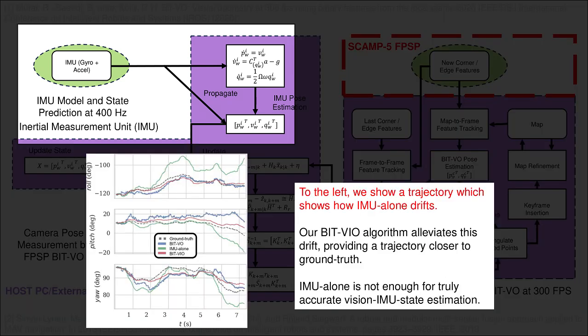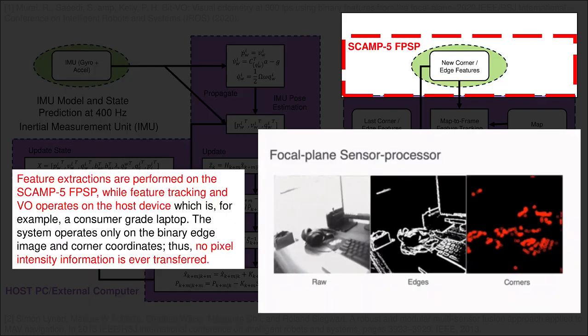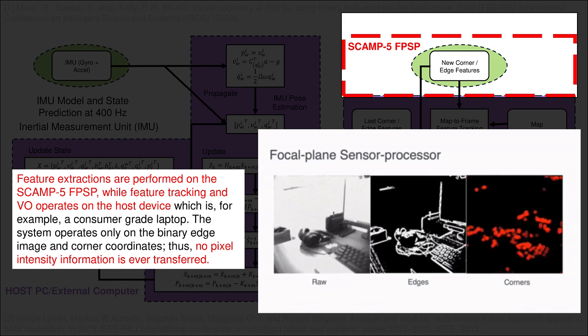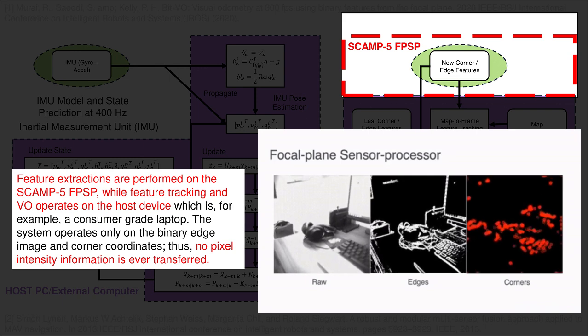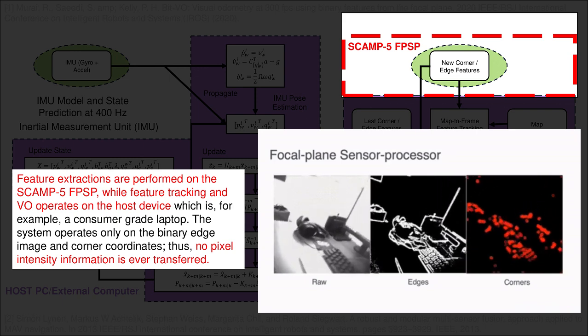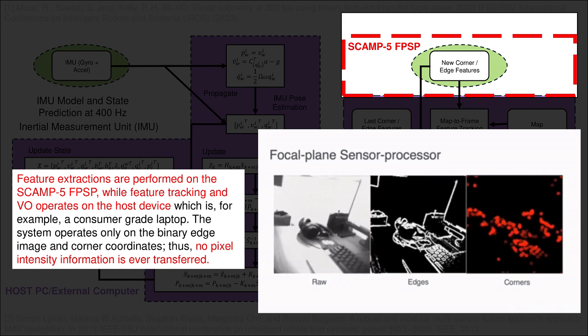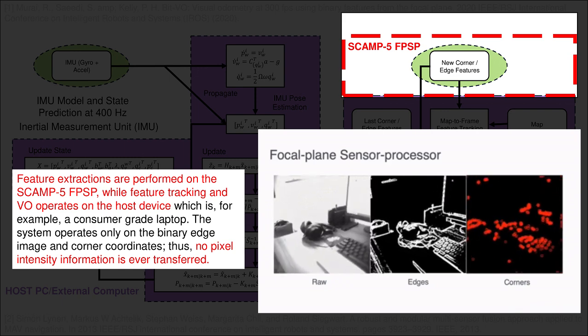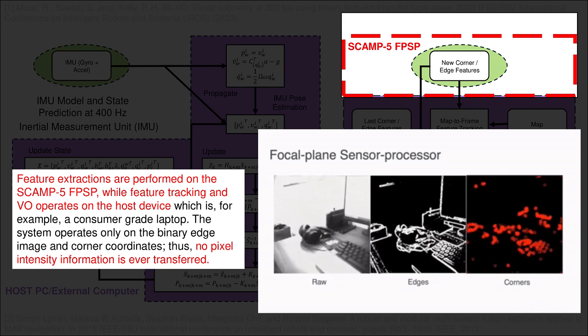You can see here to the left, we show a trajectory which shows how IMU alone drifts, here in green. Our algorithm alleviates this drift, providing a trajectory closer to ground truth in red. IMU alone state estimation is not accurate enough, and so that's why we fuse it with this novel vision chip. The SCAMP5 FPSP does computation and processing of the corner and edge features entirely on itself. You can see here you have raw edge and corner images, and they are computed on the SCAMP5 FPSP, and they track very robustly. This is the novelty of the FPSP SCAMP5.